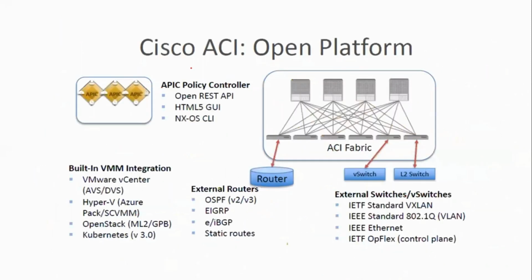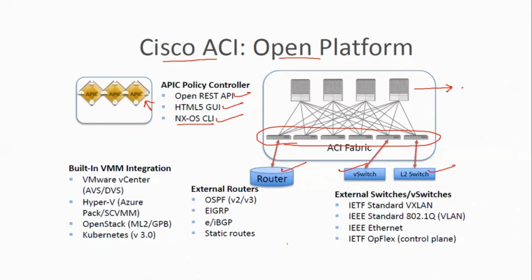So, Cisco ACI is an open platform. You can configure the controller via REST API, GUI, or you can configure with the help of NXOS CLI, right? You can integrate any router, virtual switch, L2 switch on any of the leaf. On the spine, nothing is connected. Every external connectivity has to be done on the leaf.